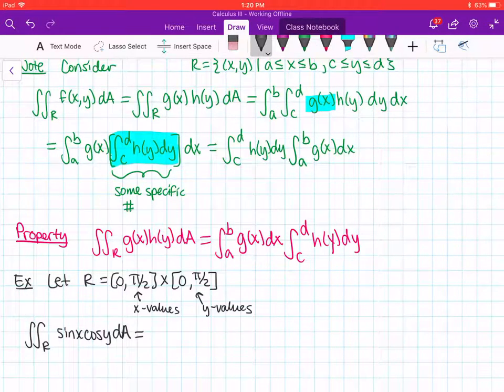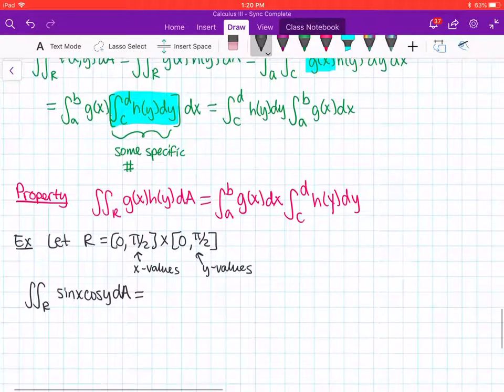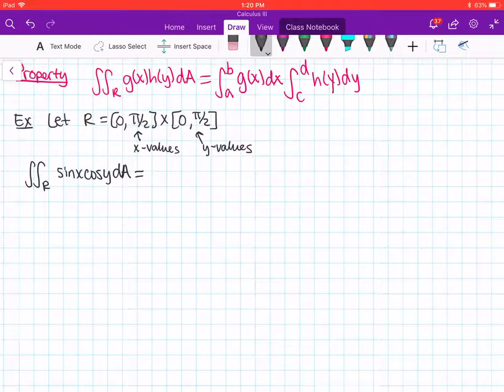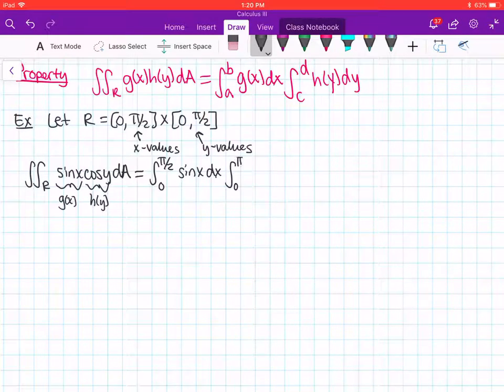We can see that we can separate these. This would be our g of x, and this is our h of y. So they're already slightly separated. So we can go from 0 to pi over 2 of sine x dx, and then multiply that by the integral from 0 to pi over 2 of cosine y dy.